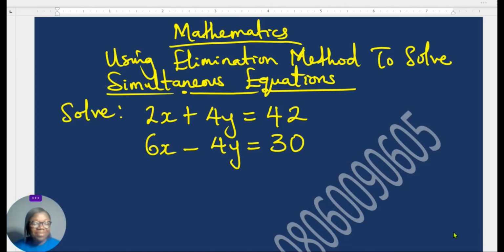Hello, welcome to class. In this class, you'll be learning how to use elimination methods to solve simultaneous equations. In the previous class, we learned how to use the substitution method to solve simultaneous equations.